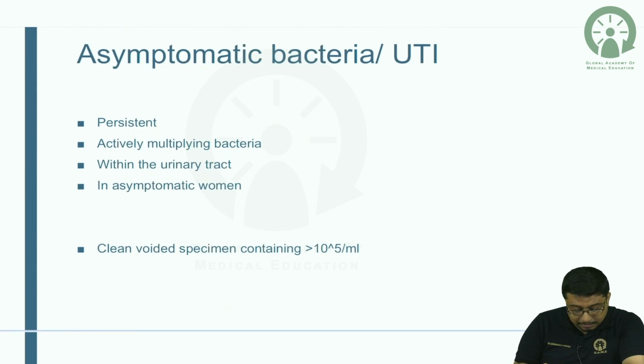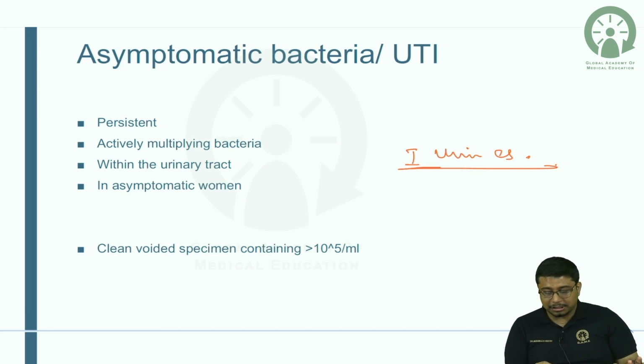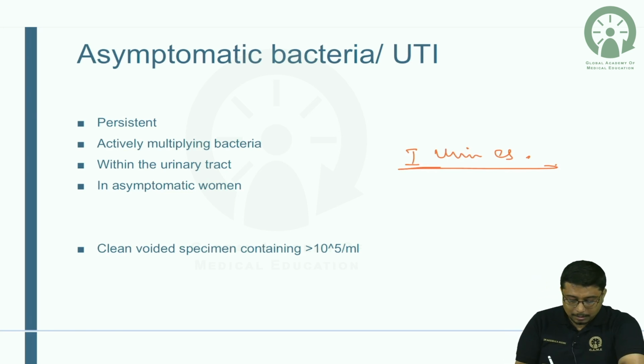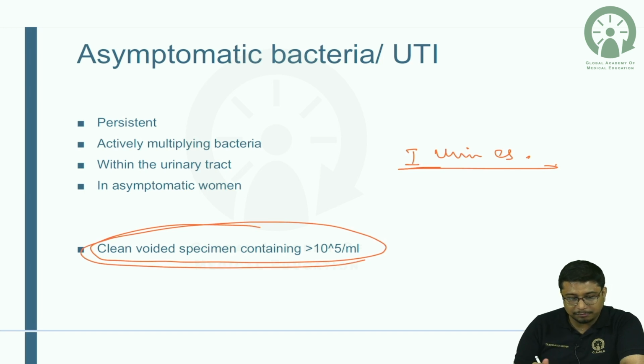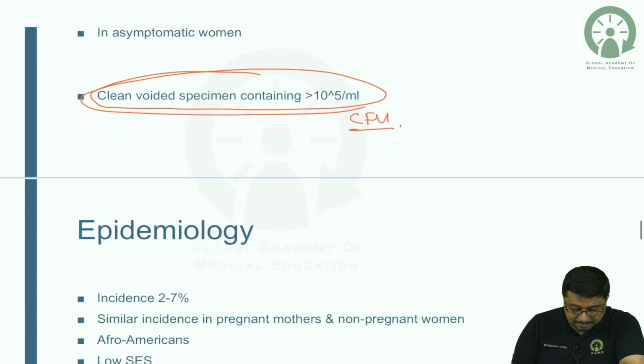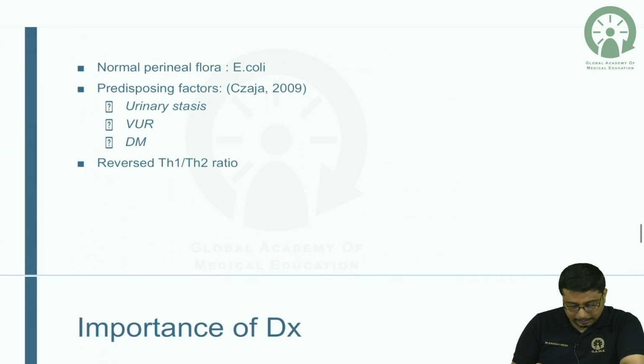Coming to asymptomatic bacteriuria, every woman should undergo at least one urine culture in every trimester, unless they are positive. Because if there is a subclinical urine infection happening, that inflammation triggers preterm labor, right? So if a clean voided specimen contains more than 10 to the power 5 colony forming units per ml of a bacteria, it is considered asymptomatic bacteriuria, and it is to be treated only in pregnancy.